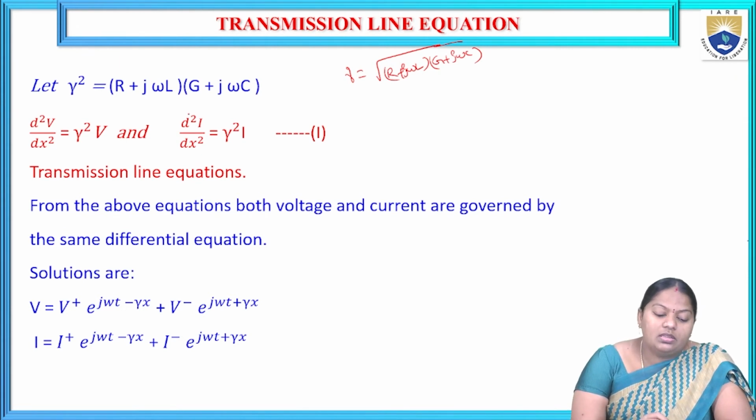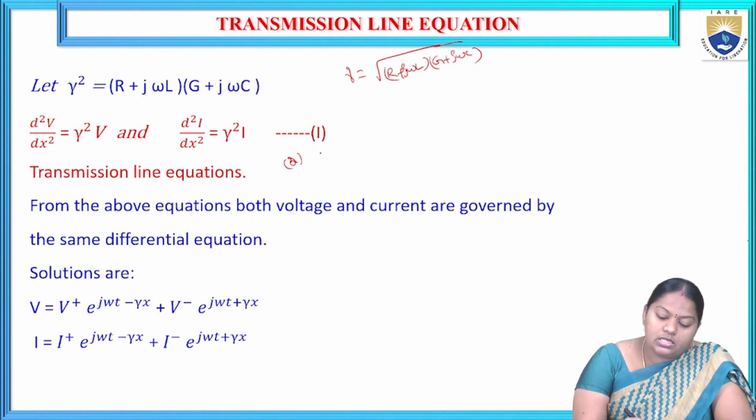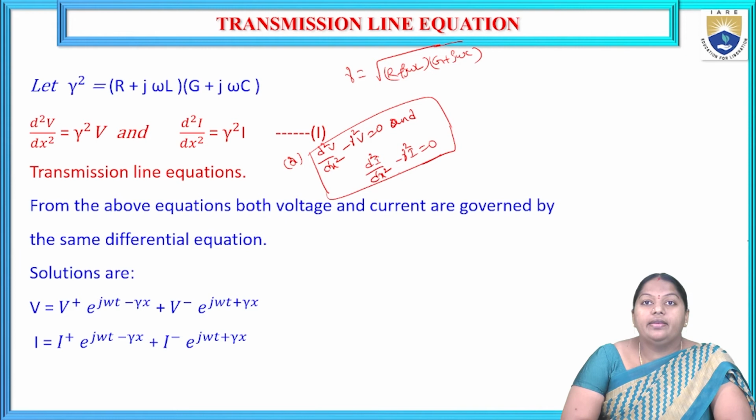So gamma square is nothing but (R + jωL)(G + jωC), and gamma is said to be the propagation constant of a transmission line, which constitutes the attenuation constant alpha and the phase constant beta, right? So these two are called transmission line equations, or in another way we can write d²V/dx² − γ²V = 0, and d²I/dx² − γ²I = 0. These two are called transmission line equations.